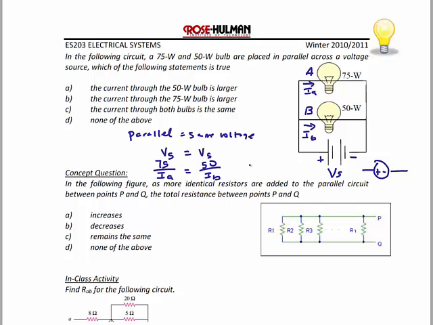So if I solve this equation for IA, I have that IA is equal to 75 over 50 times IB, which means that IA has a larger current, or the 75 watt bulb has a larger current.